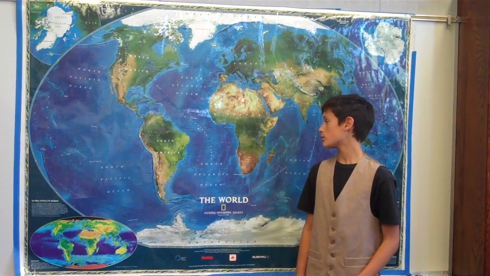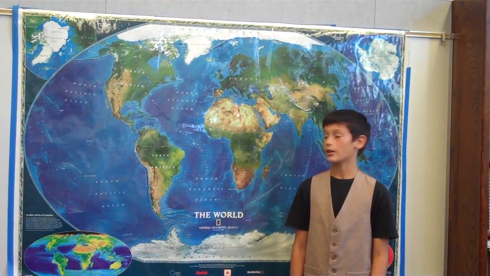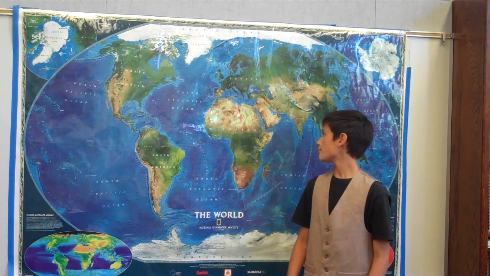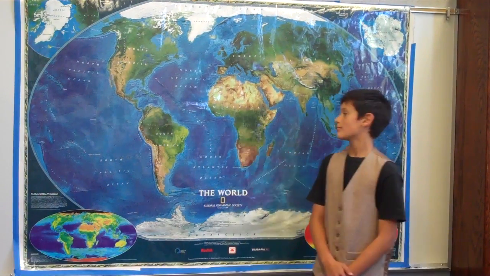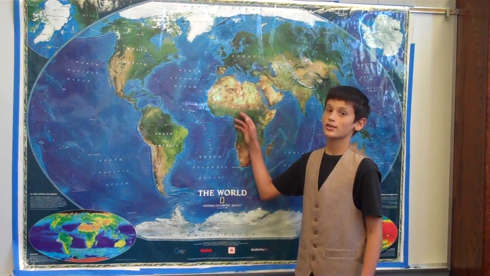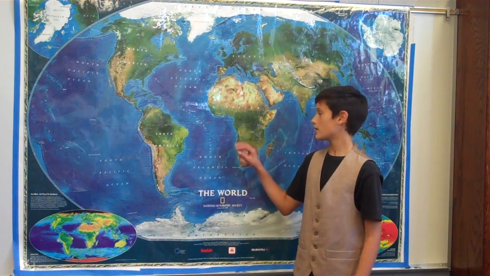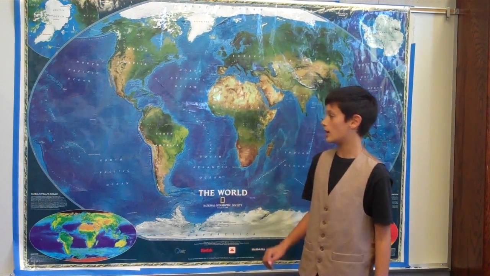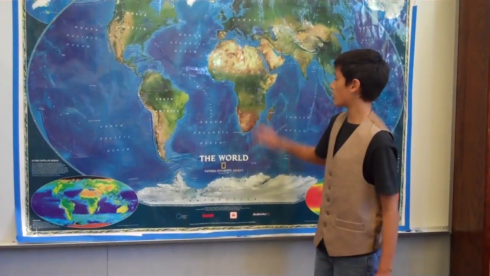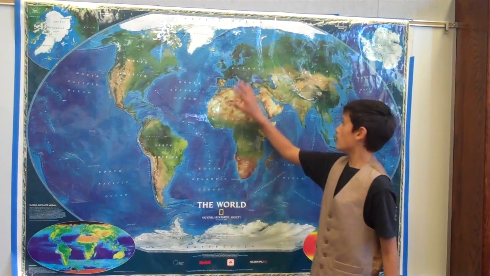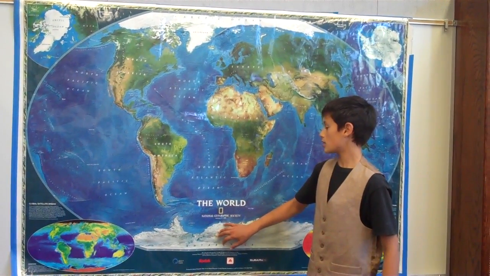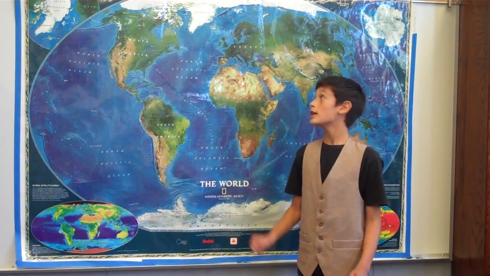The Tropic of Capricorn runs south of the equator. It also runs parallel to the equator. The Tropic of Cancer runs north of the equator. In the tropics, it is mainly hot. That's why Brazil and South Africa are very hot. Above and below the tropics, the climate changes more.